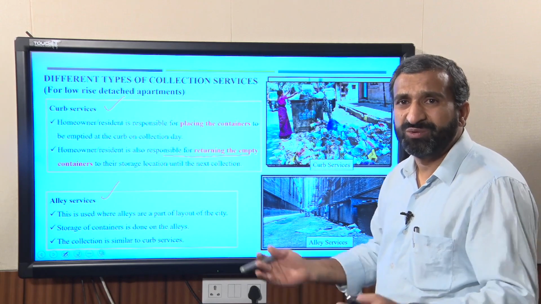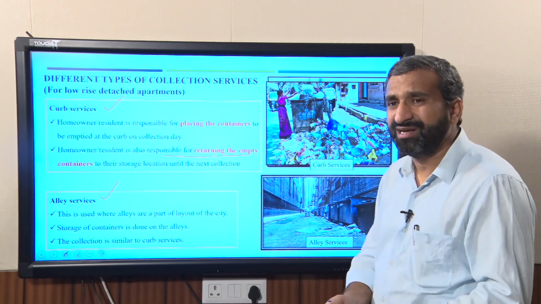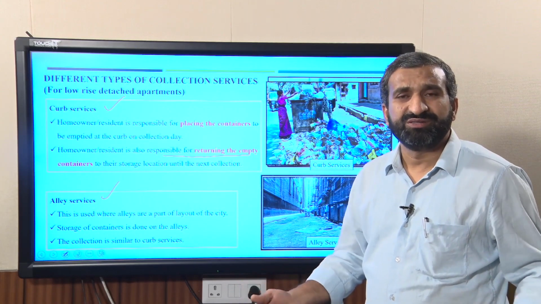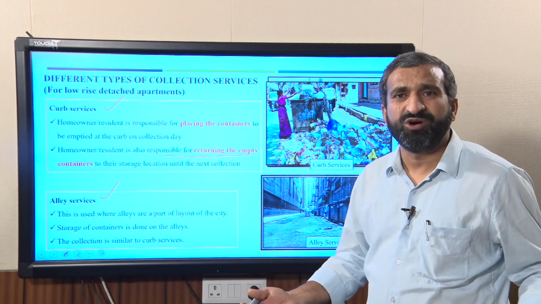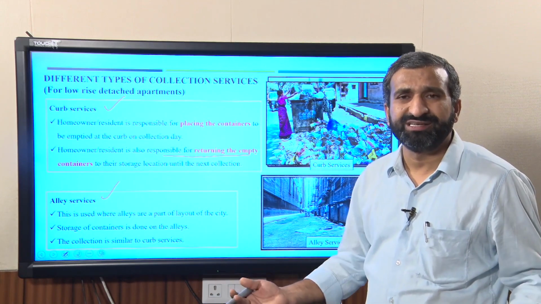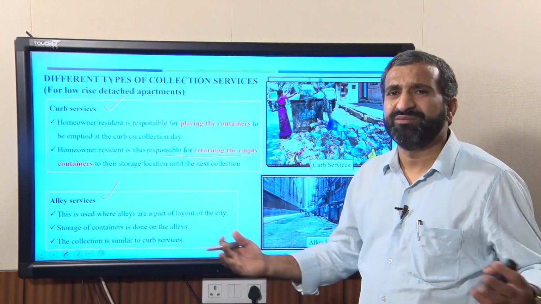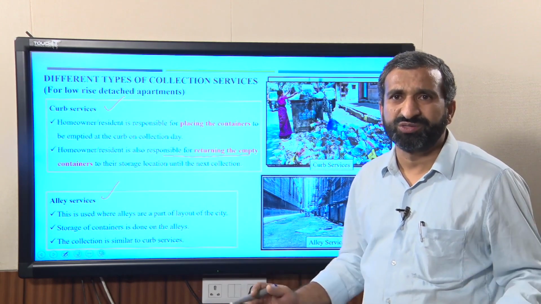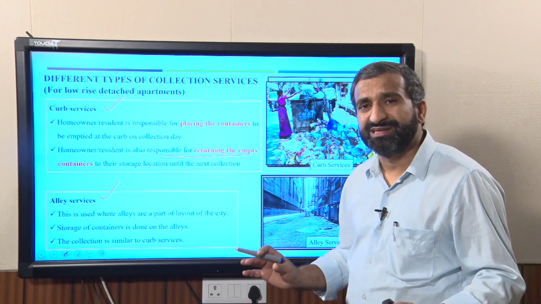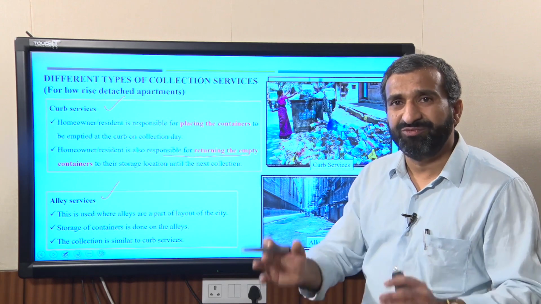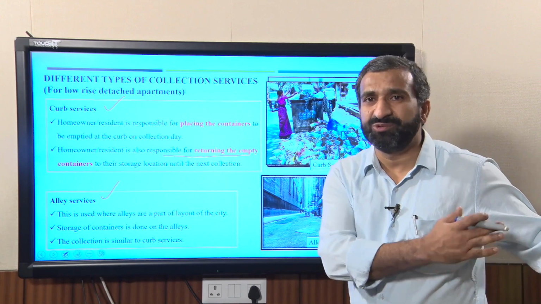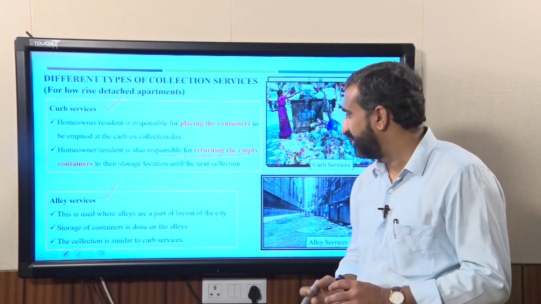And one more point about the curb services: the corporation need not find many locations. Maybe a city has around 30 wards, so maybe for one ward there could be one location or two locations based on the population and the number of houses, and wherever the space is available the local authority finalizes the locations. But they finalize only those locations on the main road, so that the vehicle can easily reach and collect the waste and take it to the disposal site or treatment facility.